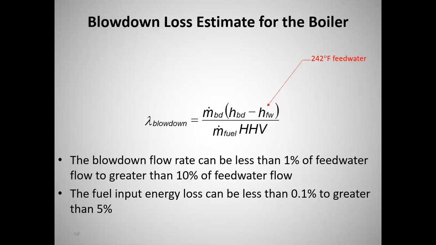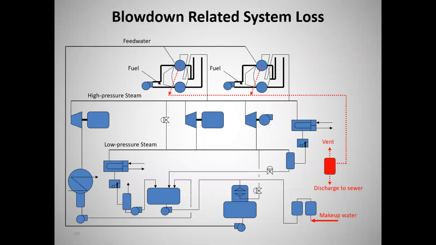So the blowdown flow rate can be less than 1% of feed water flow or greater than 10% of feed water flow. The fuel input energy loss can be less than 0.1% or greater than 5%. It depends on how well you're controlling this. And we'll talk here in just a minute about what the parameters are.